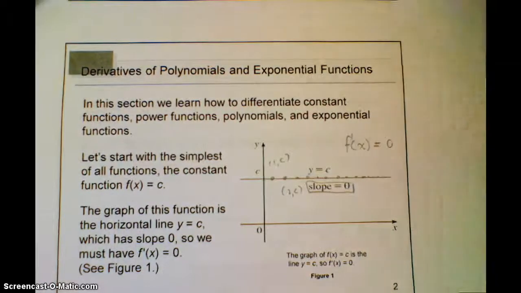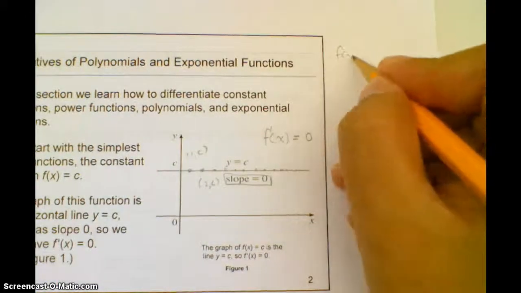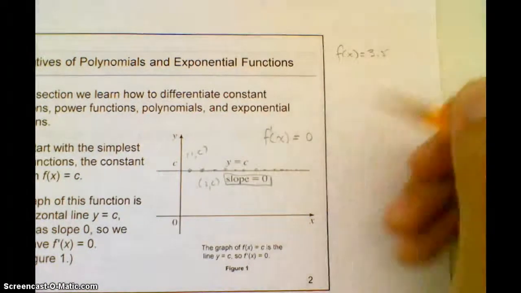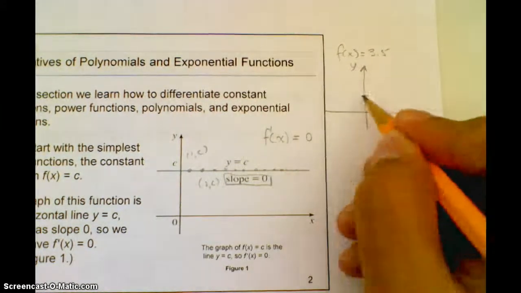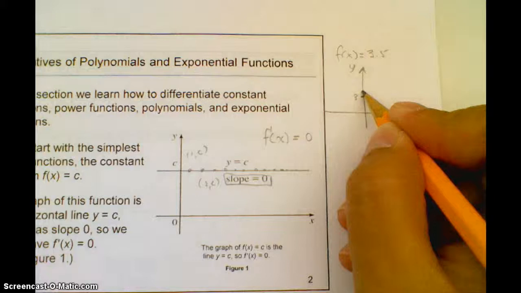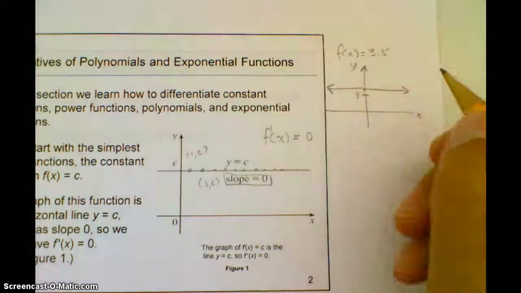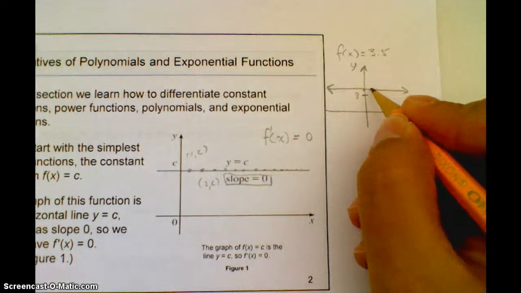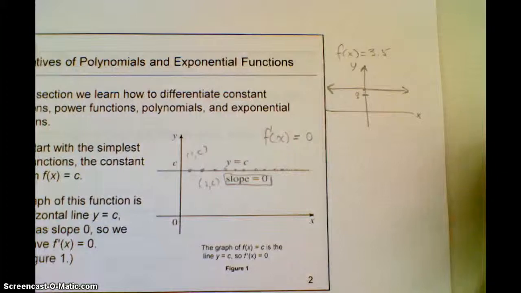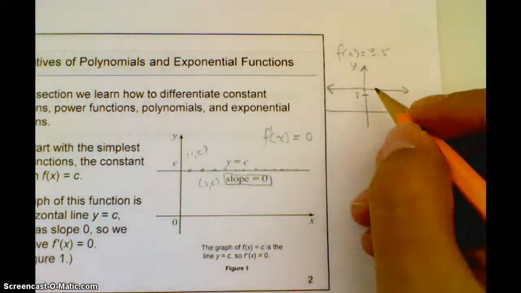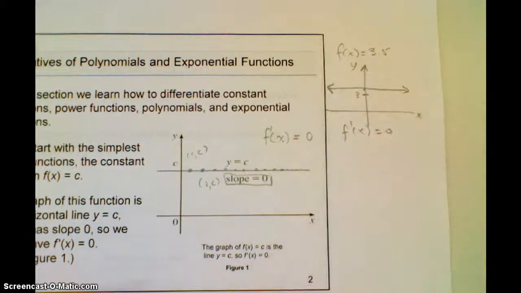So let's give a couple of examples. If I have f of x equals 3.5, so I know that's a constant function, and if I want to graph it, I can at 3.5 maybe is this. So I have a constant function like that. Therefore, what I need to do is find the slope of the tangent line here. The tangent line is going to be itself, and the slope of that line will be 0. So f prime of x in here is 0, no matter what the x is.